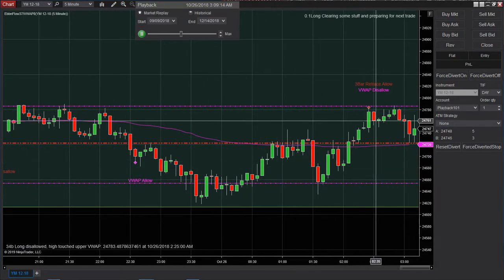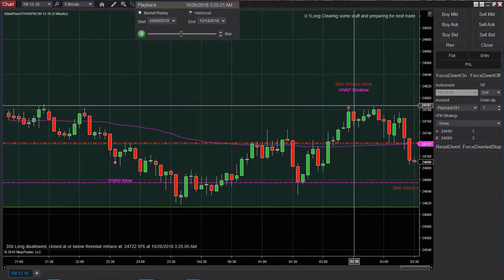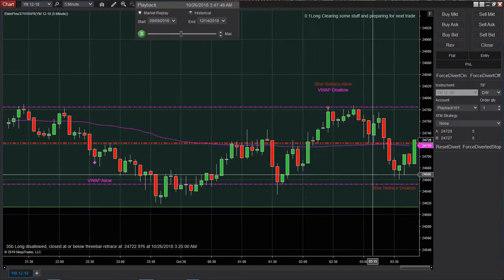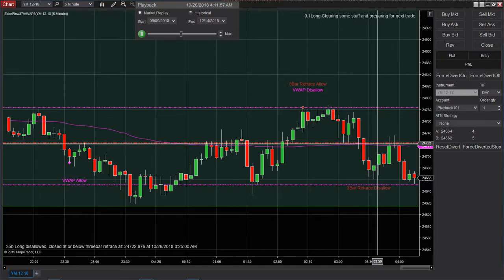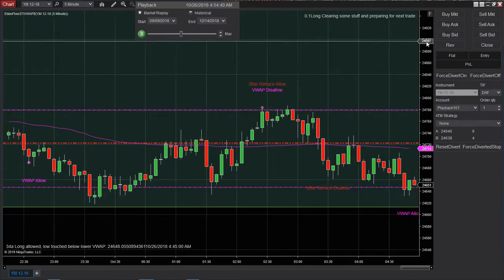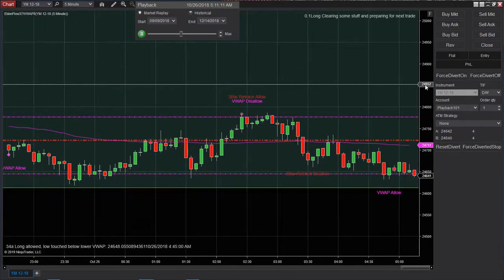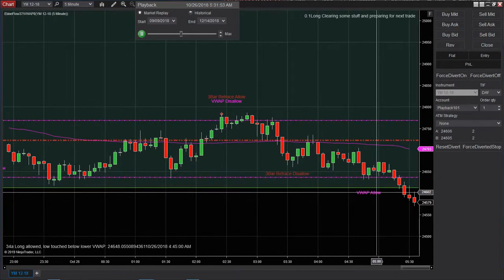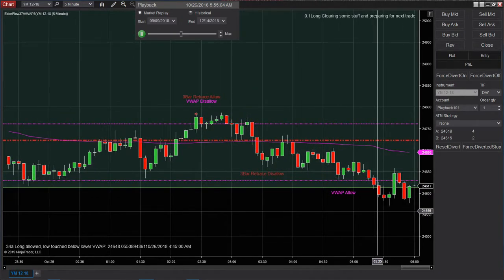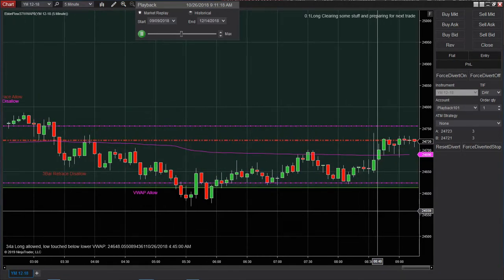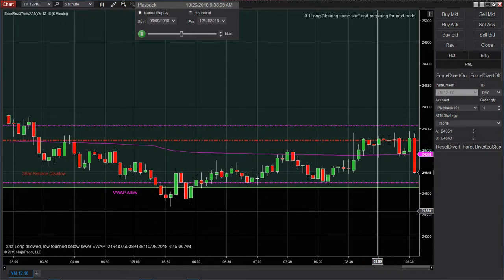Up here, we get a retrace allow because of that touch, but we get a VWAP disallow. And being that the VWAP is on the wrong side of this retrace line, it will also not allow us to have trades. We have a retrace disallow and a VWAP allow. We need these two to agree for it to give us good trades, or more likelihood of good trades.